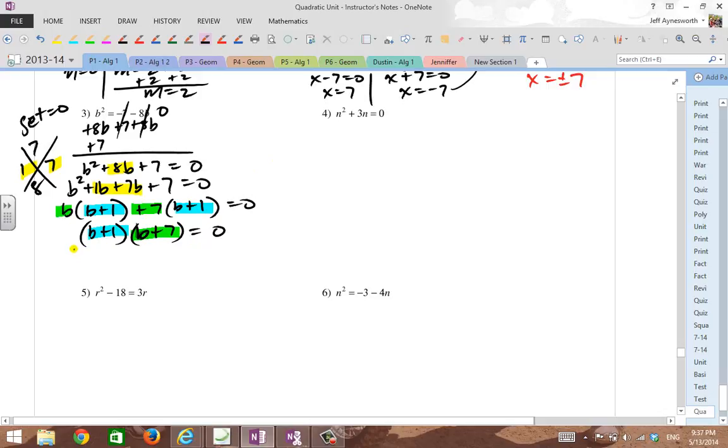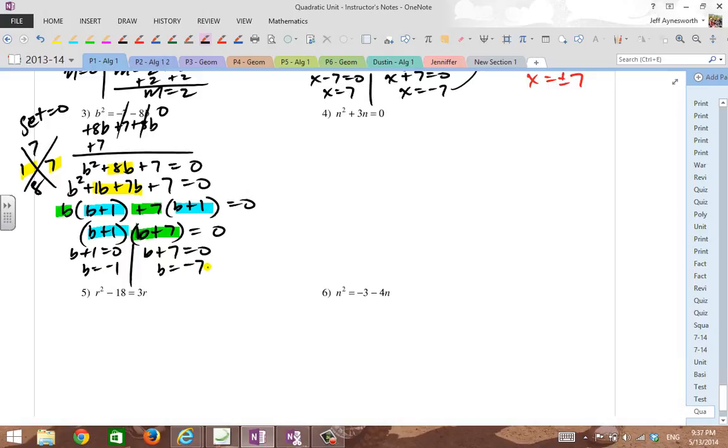All right, now one of these has to be 0, right? So b plus 1 has to be 0, or the b plus 7 has to be 0. And since negative 1 plus 1 is 0, b has to be negative 1 here. And since negative 7 plus 7 equals 0, b has to be negative 7 here. So we have two solutions again. Keep in mind that all these quadratics have a maximum possible solutions of 2. Either 2, 1, or 0 solutions. Remember that. The degree of the equation tells you the number of solutions possible. They have 2 possible solutions.